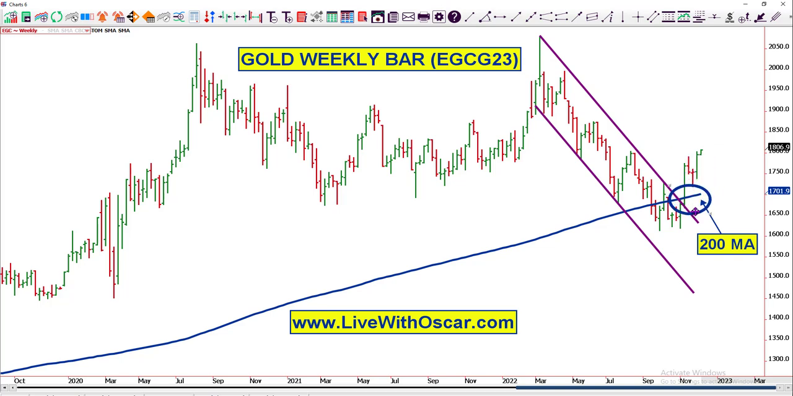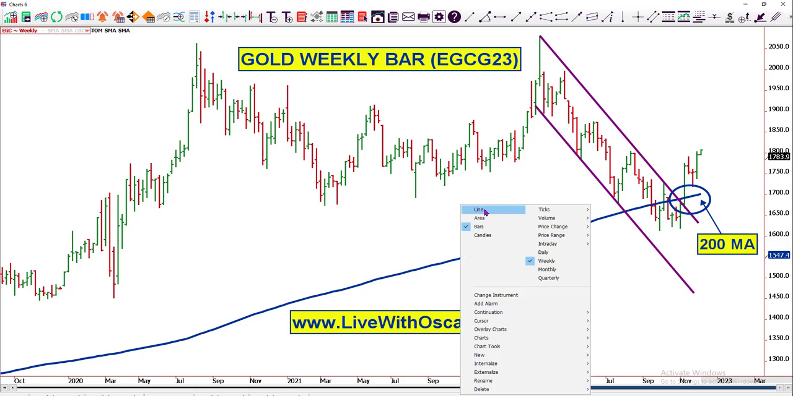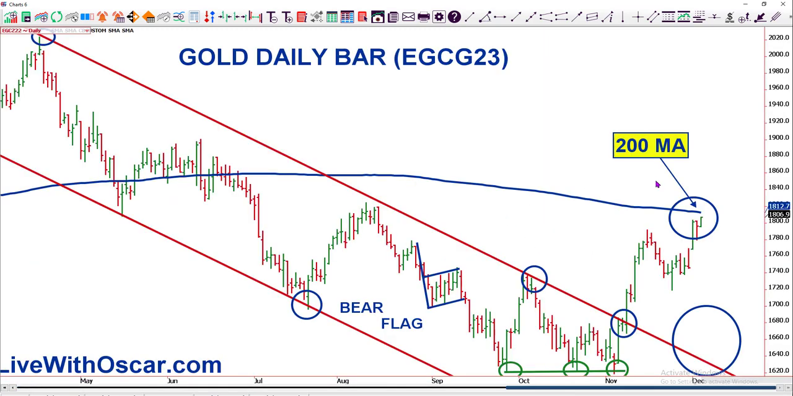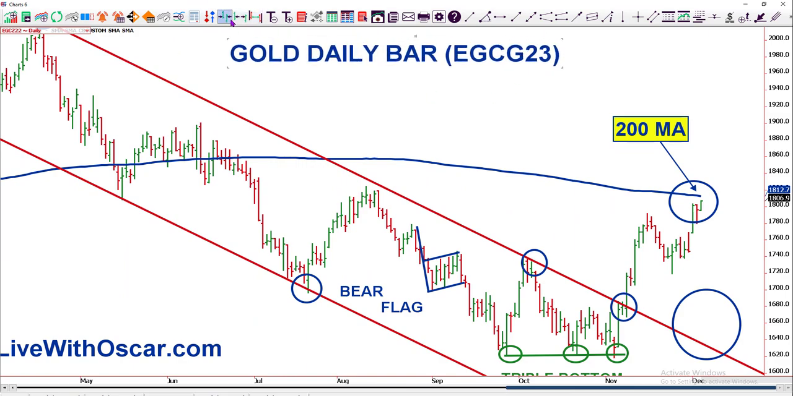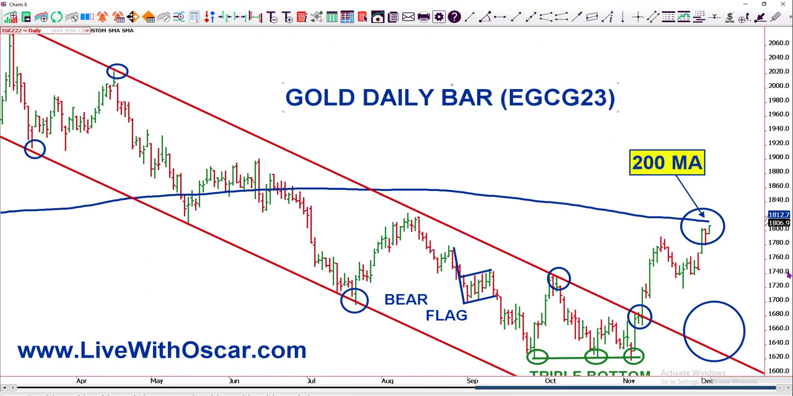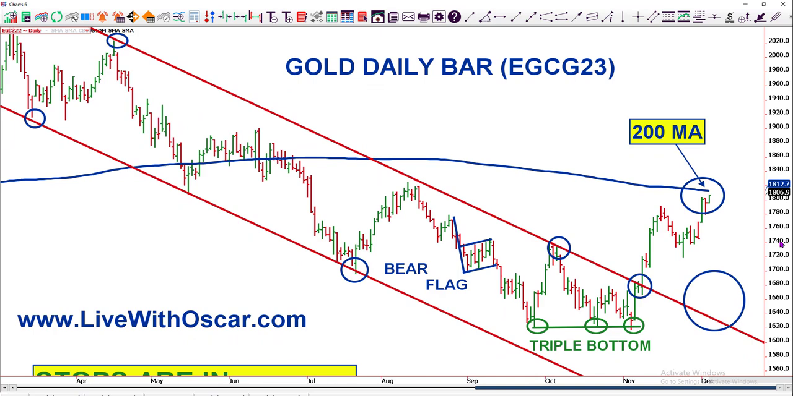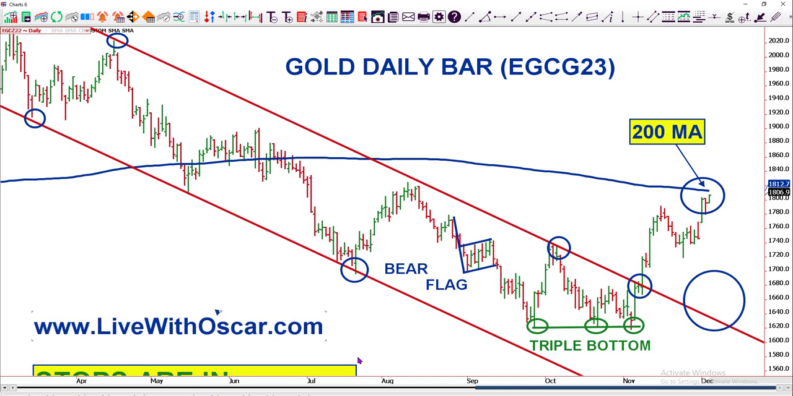So the weekly is above the 200. If you go to the daily, it's testing it. The silver, we know, is already above it. And I think we're going to see the gold get above that 200, follow the silver, the weekly's already above, and away we go. That is what I wanted to show you this evening, traders.